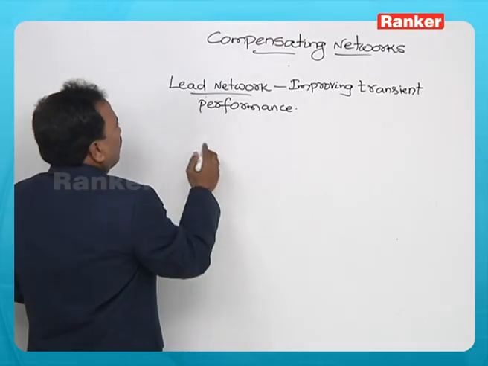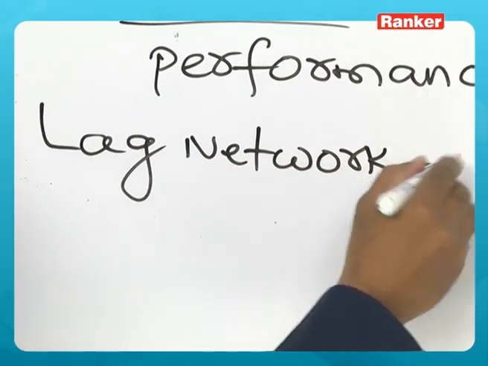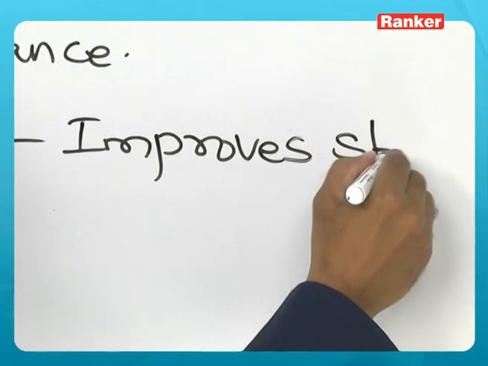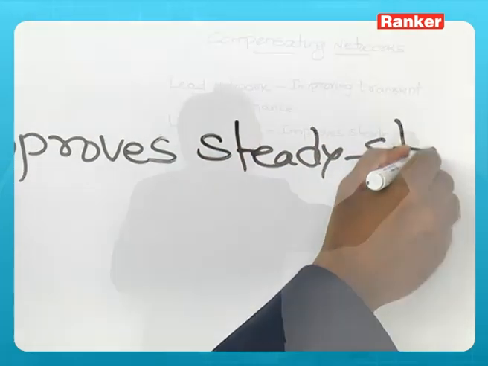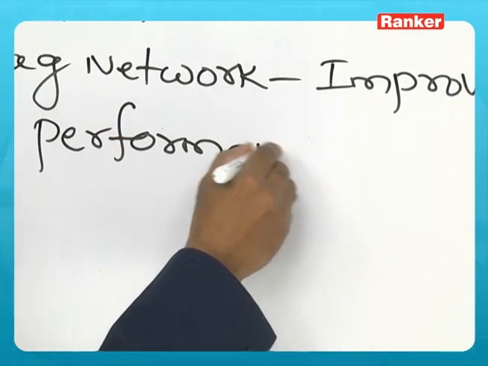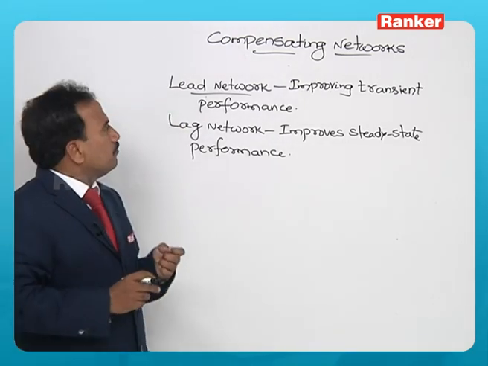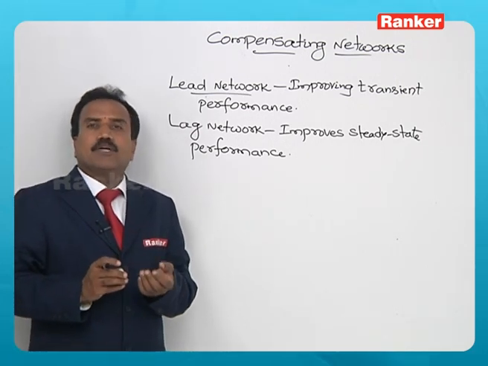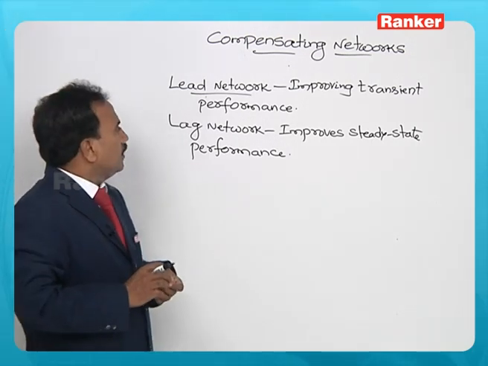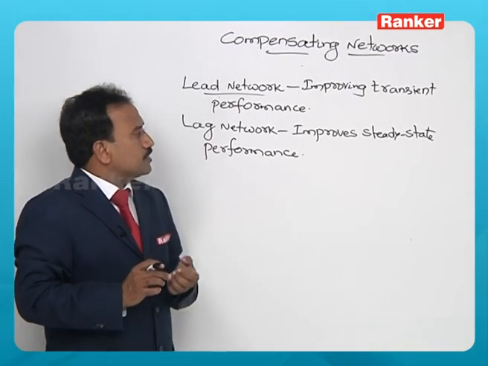And lag network, it improves steady state performance. But in the case of lead network, it has some adverse effect in the steady state, whereas lag network will not affect the transient part of the response, but it improves steady state error.